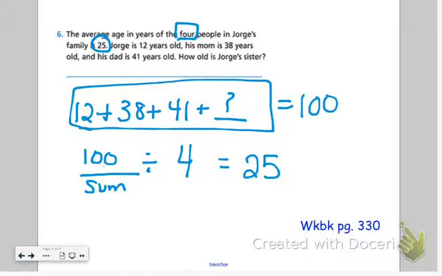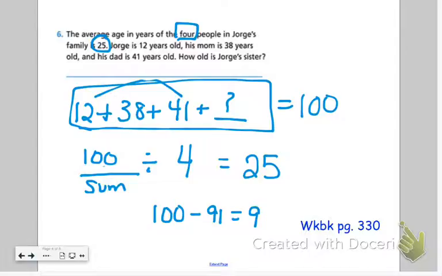If you add up the 12, the 38, and the 41, so far we have 91, which means I need to figure out what Jorge's sister's age must be if altogether they're going to add up to 100. So I'm going to take my 100, subtract out the 91, and it looks like 9 is the missing age.